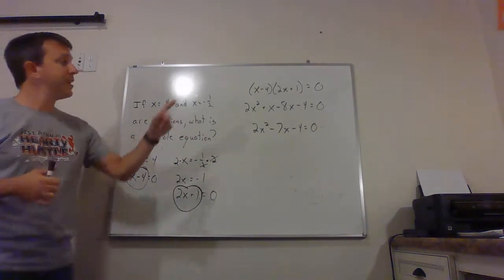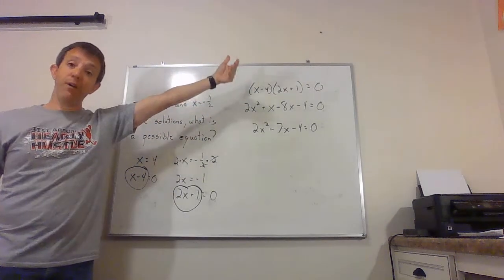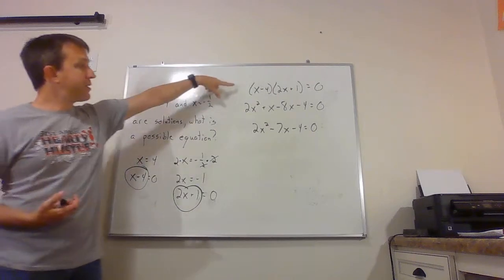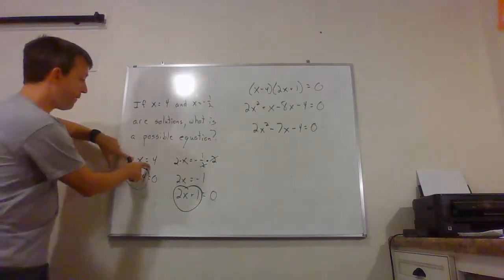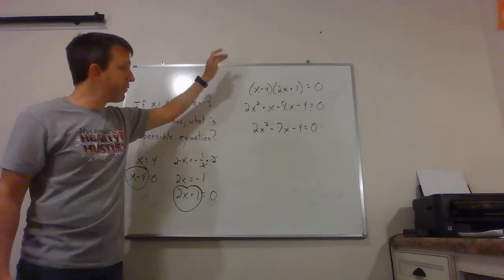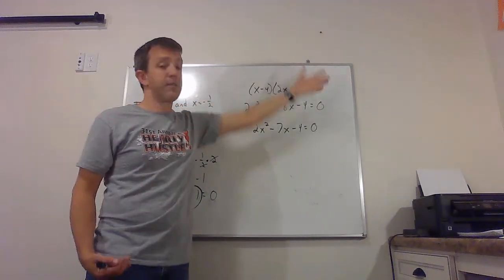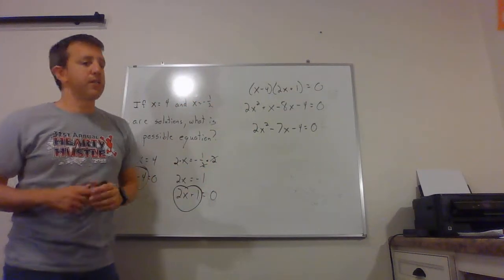Hey, that's kind of nice, because now I can multiply them together and leave them set equal to 0. Because if I do that now, this is an equation that will have 4 and -1/2 as solutions, right? It's easiest to see with the 4, but if you plug in 4 here, 4 minus 4 is 0, and 0 times anything is 0. There we go. There's an equation that's going to work.